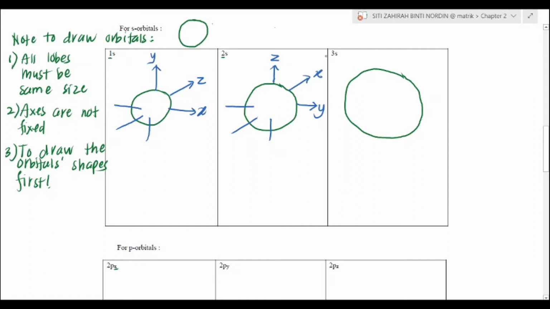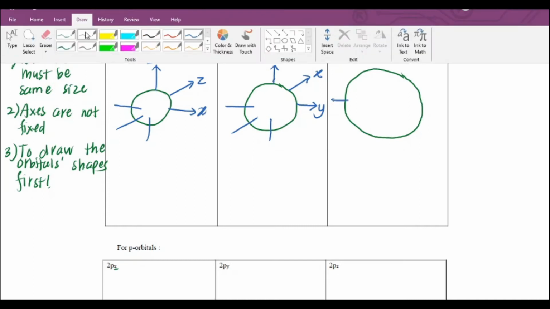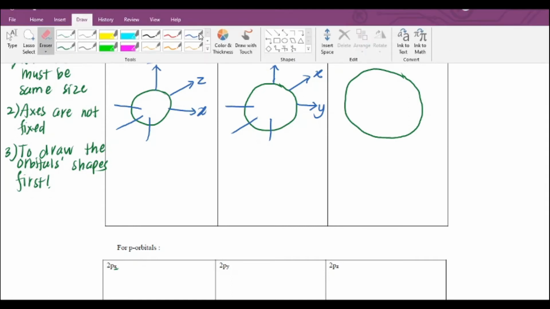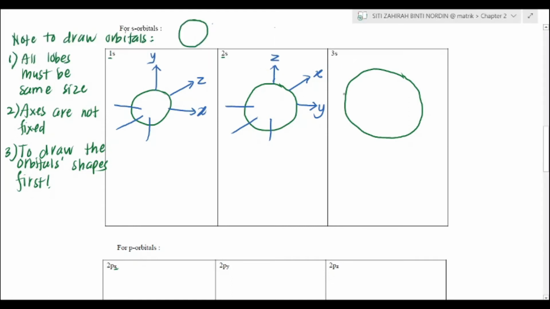Okay. So for 3s, remember class, one axis needs to poke to choke, and then the other one must emerge. Okay, so that's how you're gonna draw your 1s, 2s, and 3s orbital.